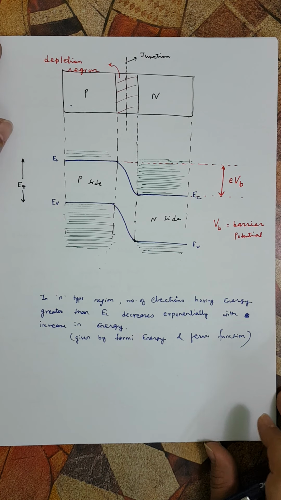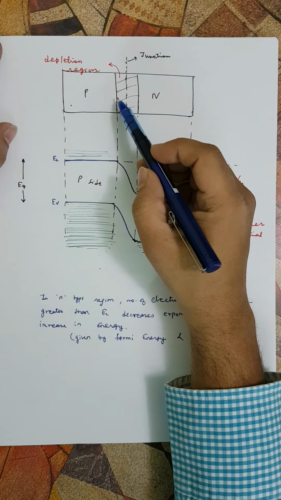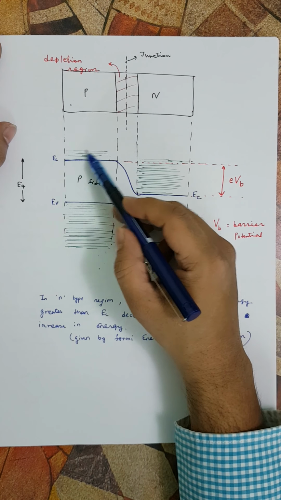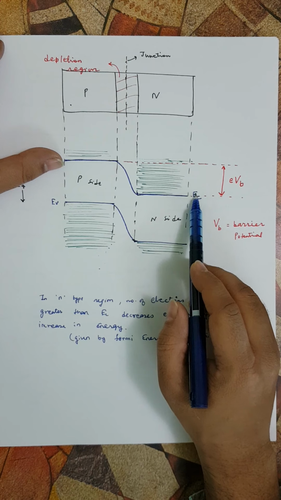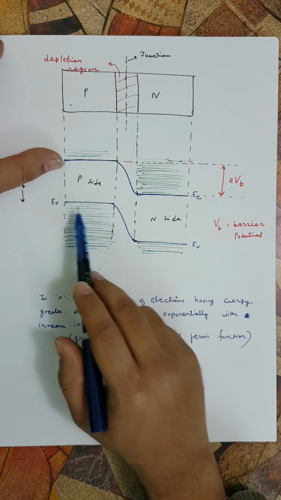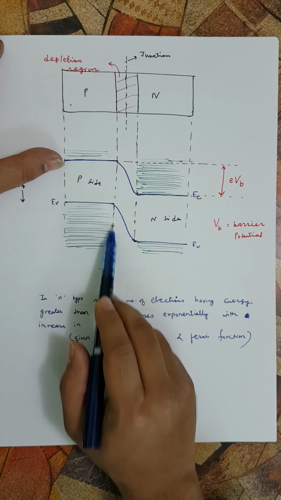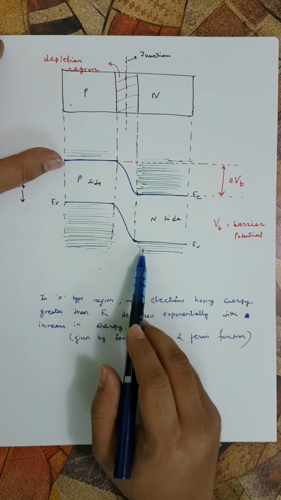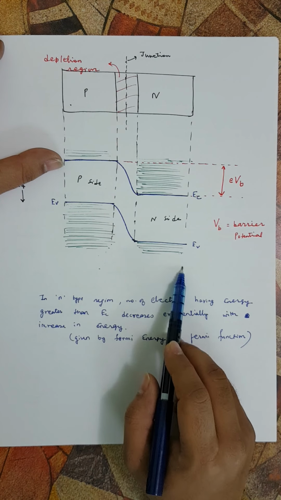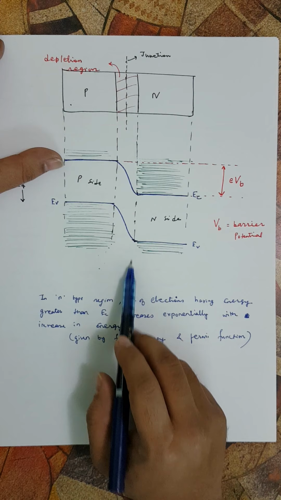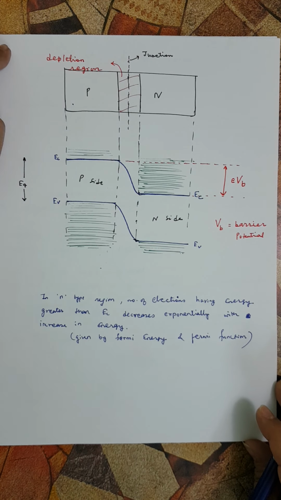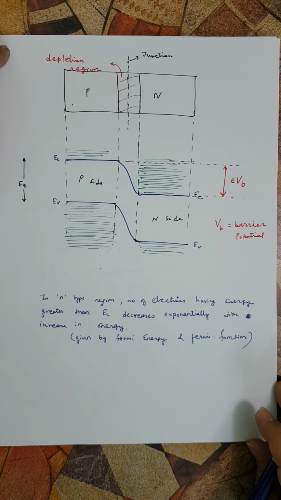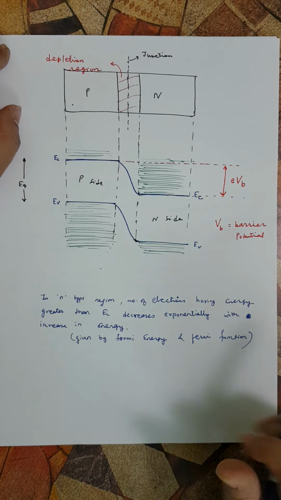Now, we can say this is a p side here with these few electrons, and n side here with lots and lots of electrons in the conduction band, and this is the valence band of the p side having lots and lots of electrons, and then this is the valence band of n side, which is not completely drawn, but it will also have a good amount of electrons here. Now, which electron do you think will try to diffuse?